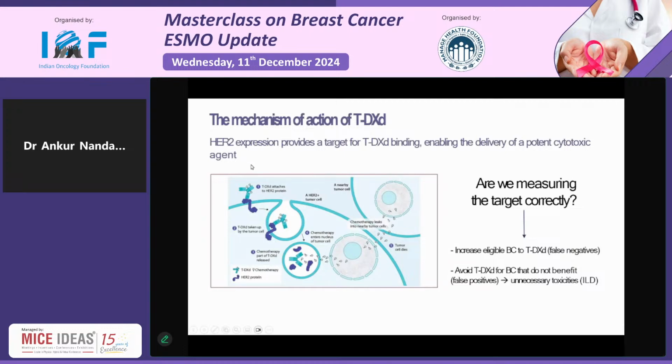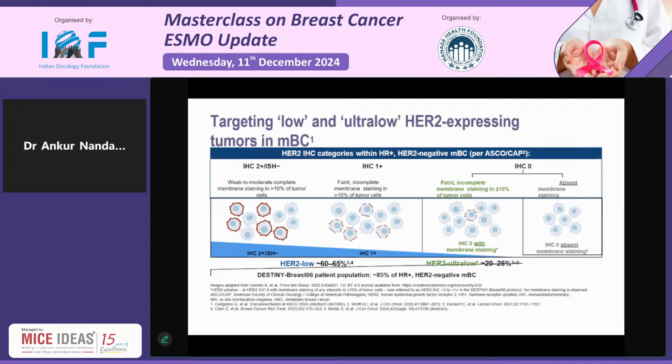Because definitely there is some discrepancy between the reports: some who we say are HER2 0 could actually be low. There could be patients eligible for this drug who are falsely negative, and therefore some patients who may benefit from this drug but are not tested positive. To study this discrepancy, firstly let's study what is HER2 0 and ultra low.